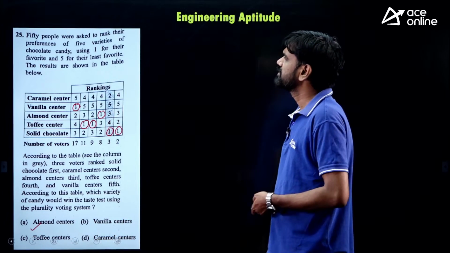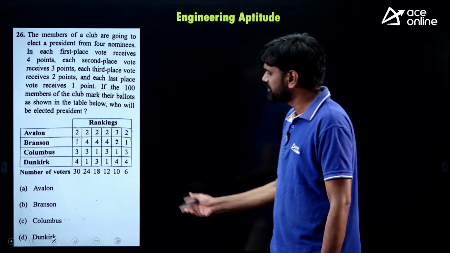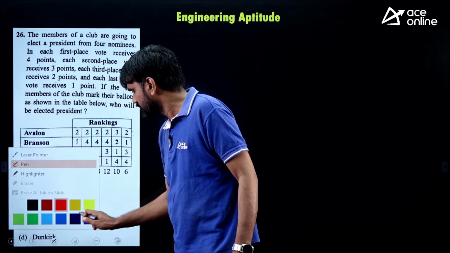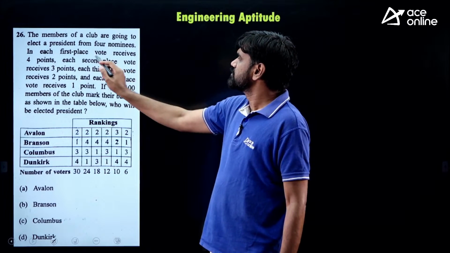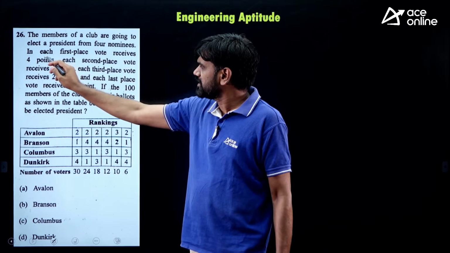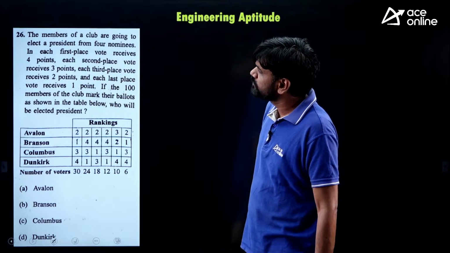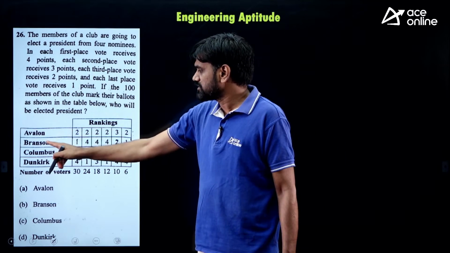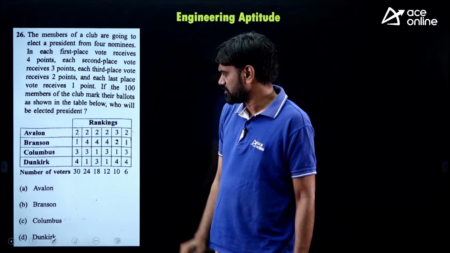Right. Next, problem number 26. This is the same, but it is just the opposite of what was given over there. What they have given: 4 nominees are there. Each first place vote receives 4 points. So observe this Branson over here.